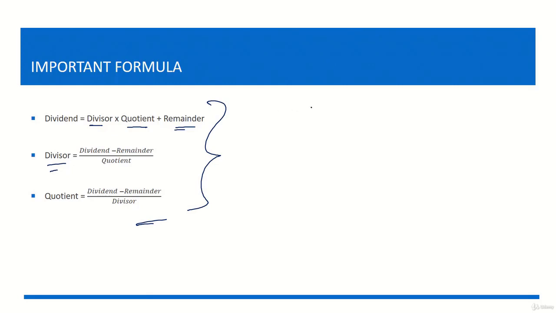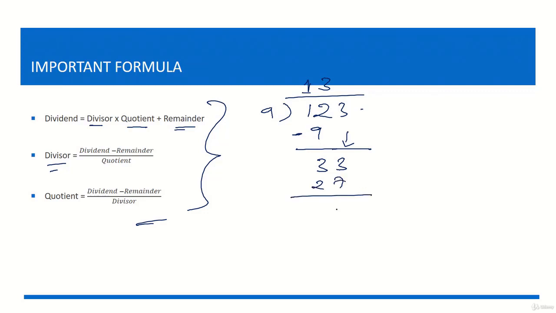Say for example, let us take 123 divided by 9. 9 is the divisor, 123 is the dividend, right? 9 ones are 9. 12 minus 9 is 3, right? You bring down 3. 9 threes are 27, so that is going to be 6. Now 6 is the remainder.